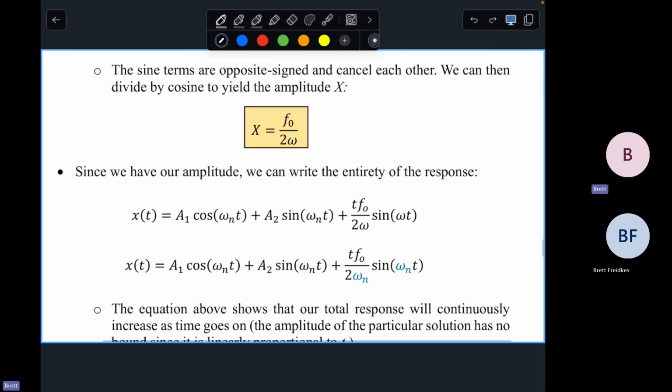So then we do the same exact thing. We see that this is our amplitude of our particular solution. You can see I made a substitution here for omega n because they're equal. Again, not a big deal.